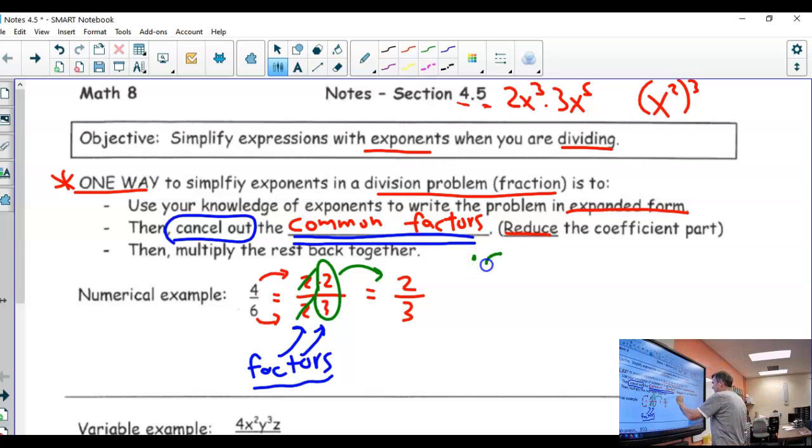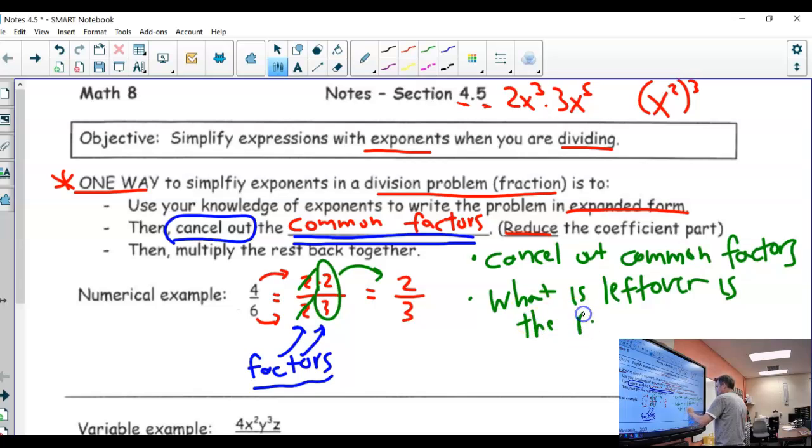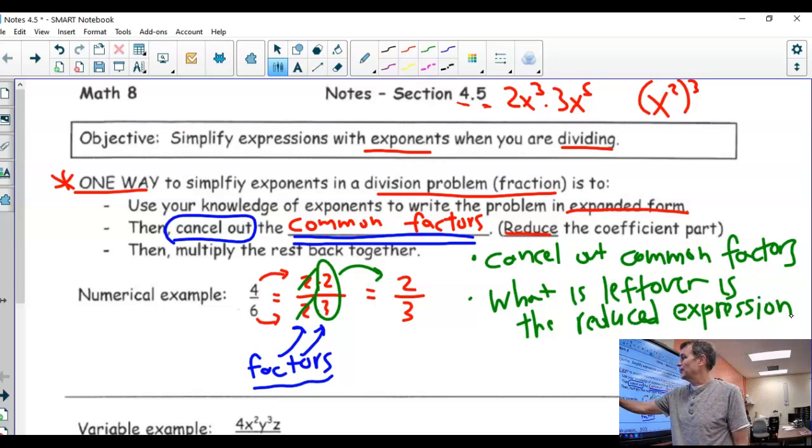I'm going to write that down actually. Cancel out common factors. What is left over is the reduced expression. I have got to work on writing more neatly. That's not bad. All right, so let's look at an example right here.